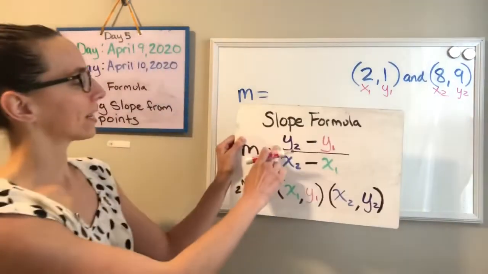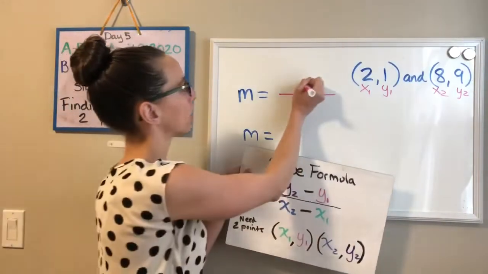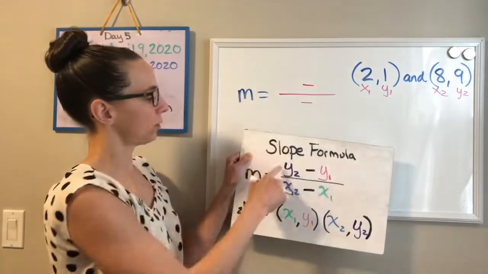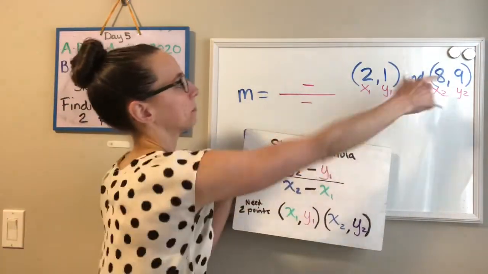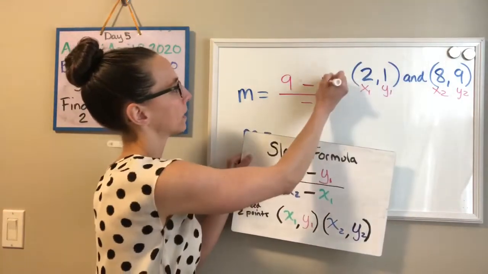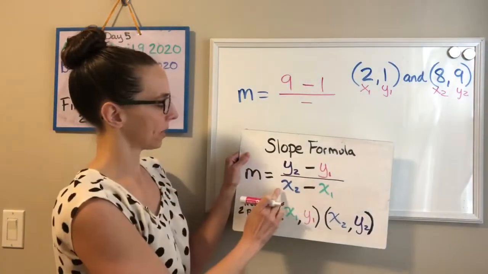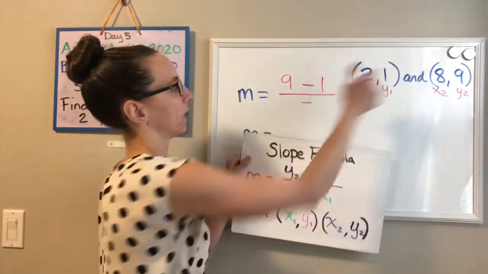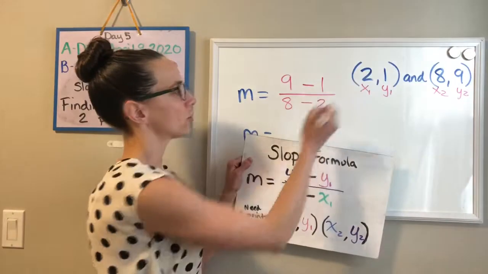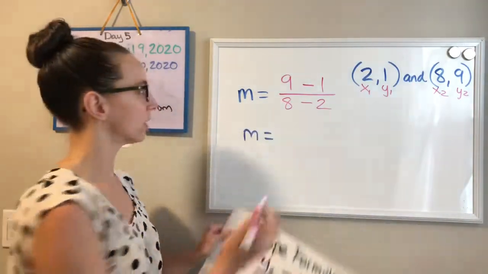Now I'm going to take that same formula and substitute in the correct numbers. And remember, we are using subtraction, so I'm going to add in my subtraction signs right now. My y2 value gets replaced by 9, and my y1 value gets replaced by 1. So the top of my fraction, my rise, is 9 minus 1. When I look at x2, that gets replaced by 8, and x1 gets replaced by 2. Now that I've set up my formula, I'm able to do the subtraction.